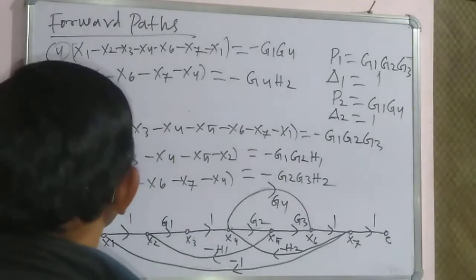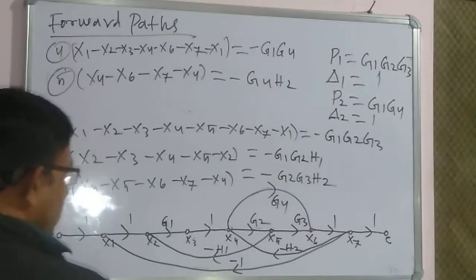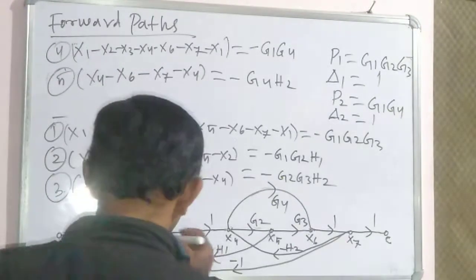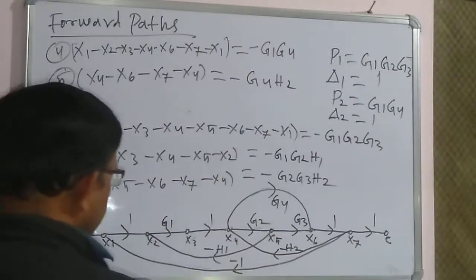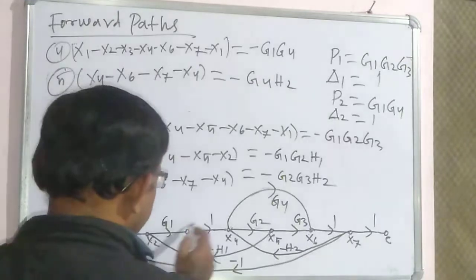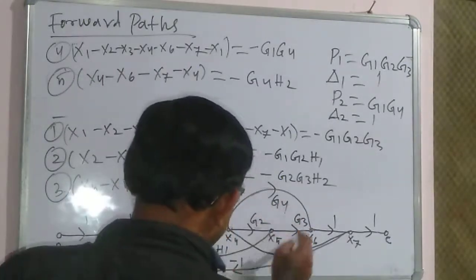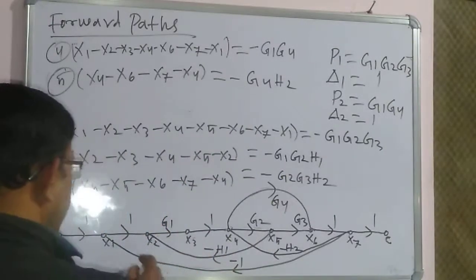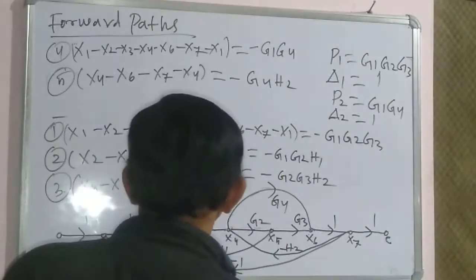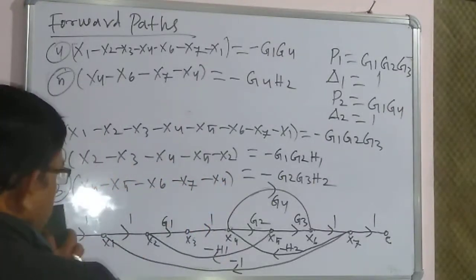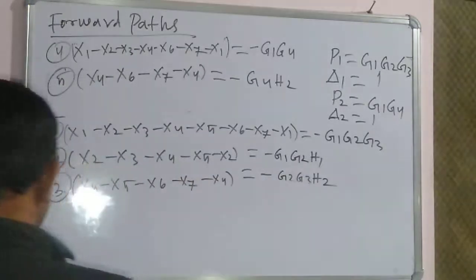So now the problem is over. Then we have to search for two non-touching loops. I think there are no two non-touching loops. All are single loops, and there are no three non-touching loops. Therefore, the problem is over. It is very simple. So now we can apply Mason's gain formula.